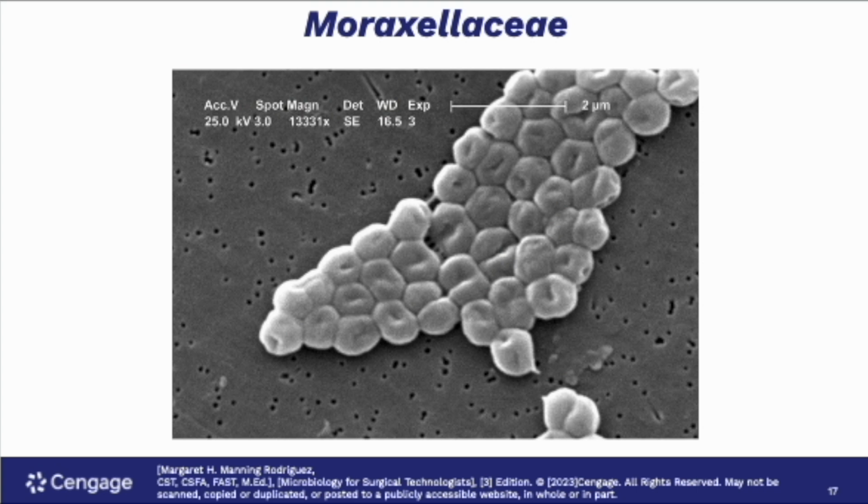We get into the Moraxellaceae family, belonging to the Gamma class. This family includes cocci and bacilli bacteria. They contain species that are morphologically gram-negative. So they're non-motile aerobes that are found in the soil.